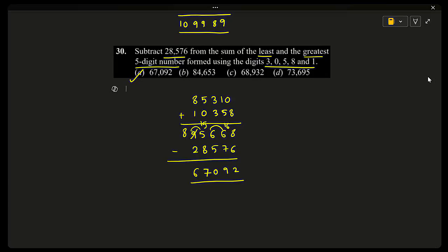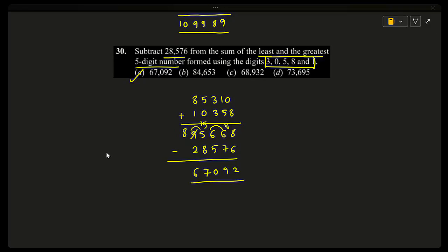Yes, 30th question. These digits we have to use: 3, 0, 5, 8 and 1. We have to create the greatest and the smallest number. This is the greatest number, right? Because we can write from greatest to the smallest. Okay, sir. The smallest number. We have to add them, and this is the sum. From this sum, we have to subtract the given number 28,576, and we'll get the required answer, right? Okay, sir.